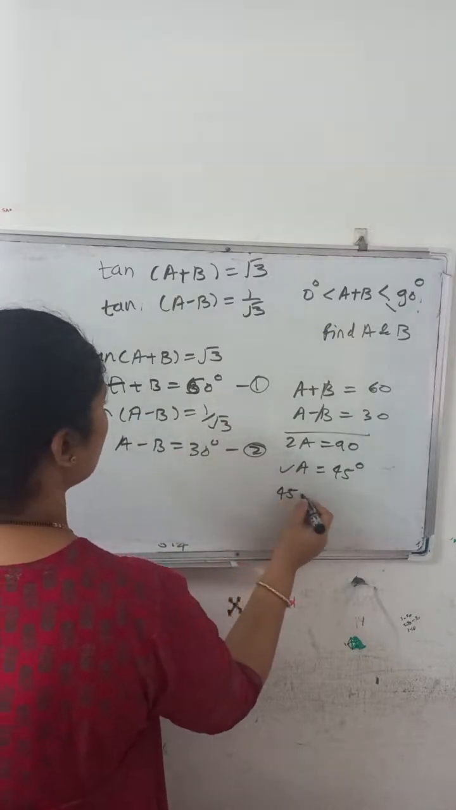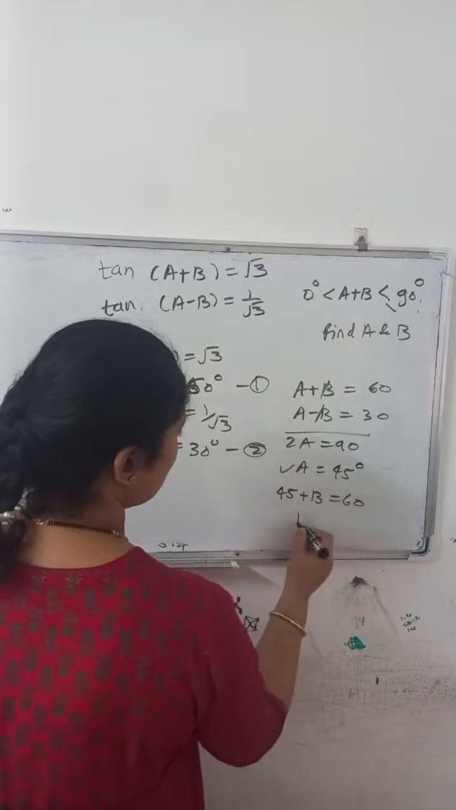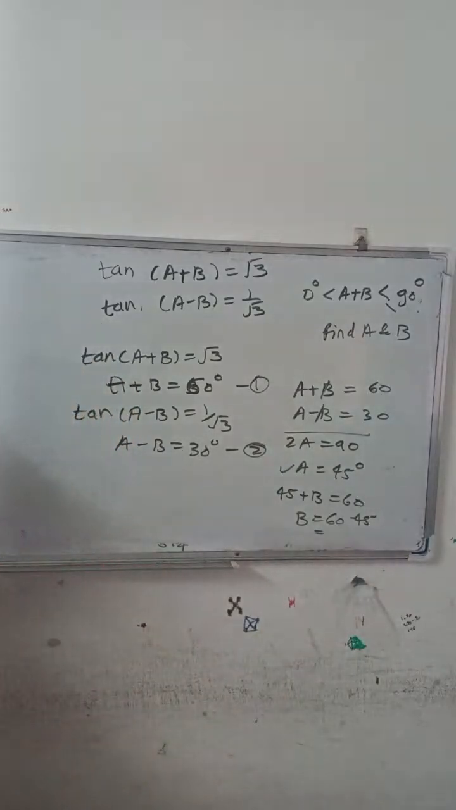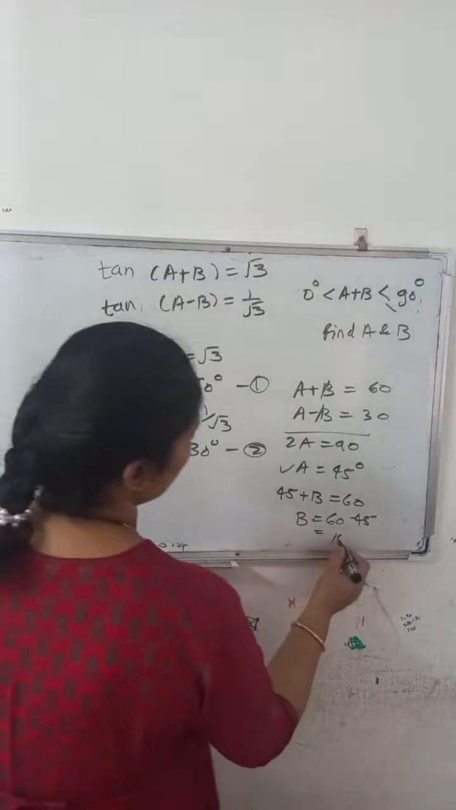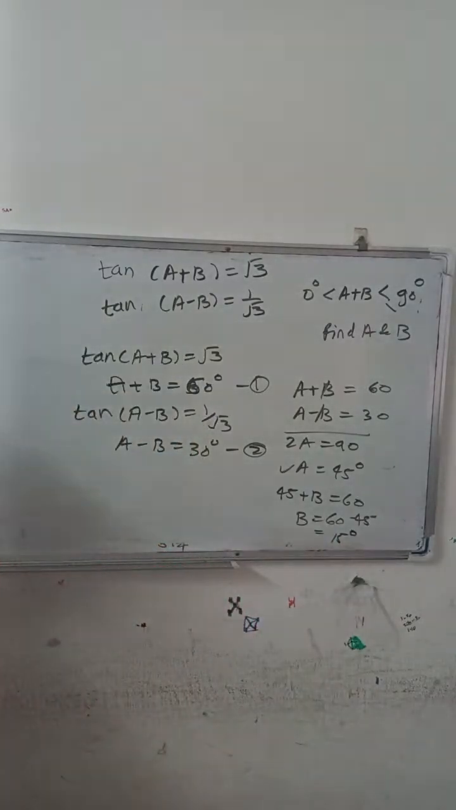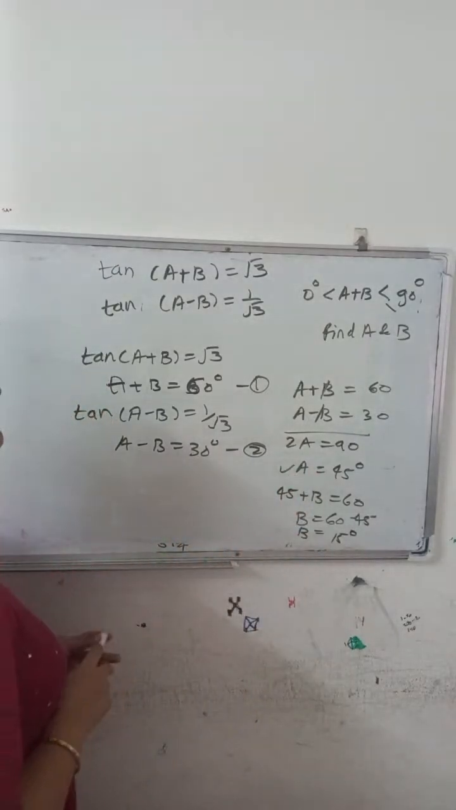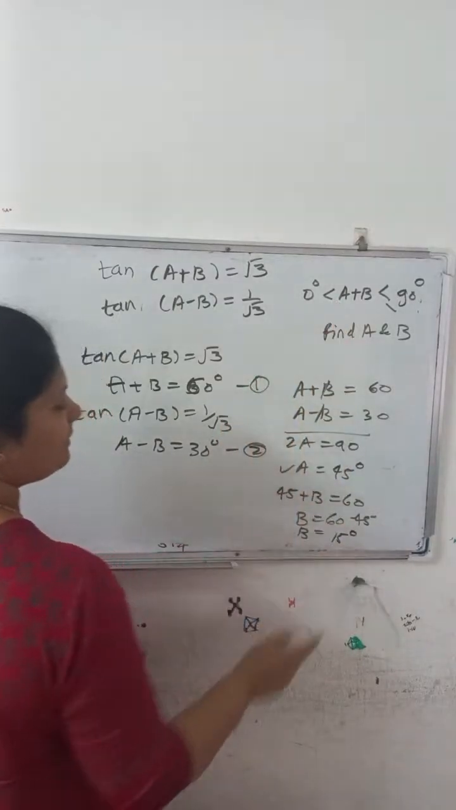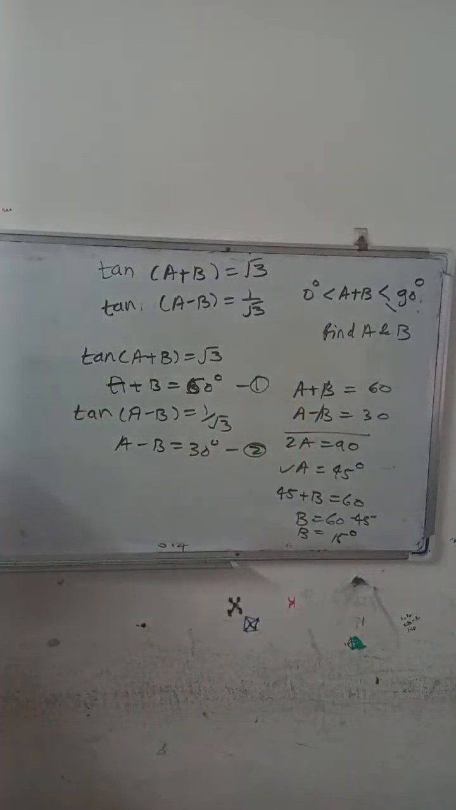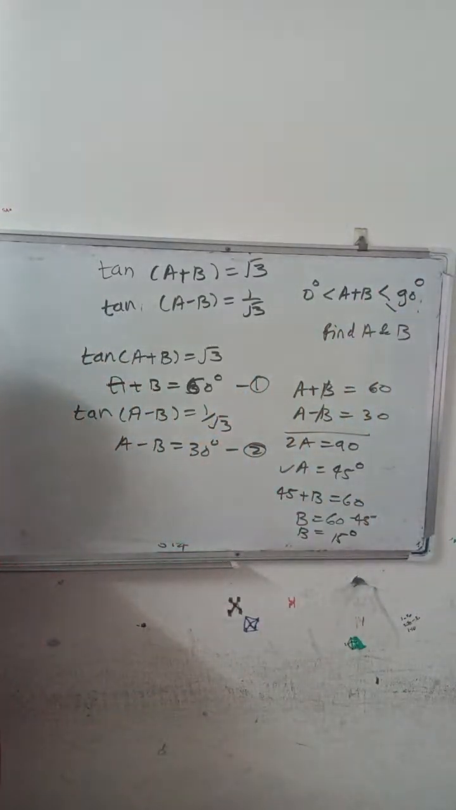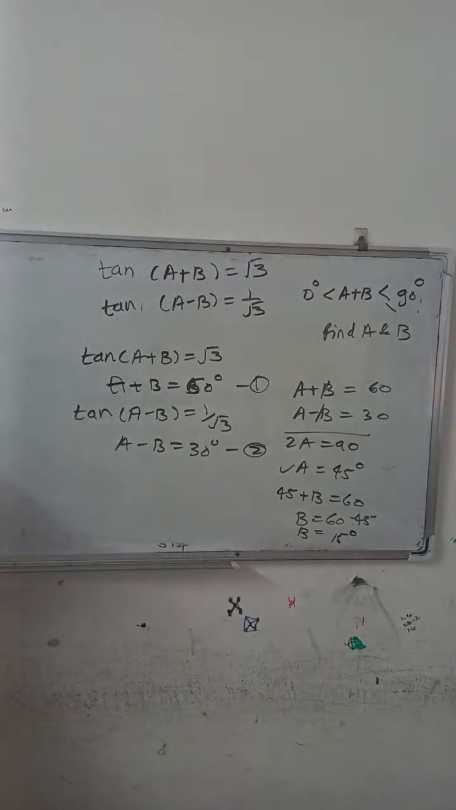So here 45 plus B is equal to 60, so B is equal to 60 minus 45. That is nothing but 15. So here the value of A is 45 and B is 15. The sum 45 plus 15 is 60, which is greater than 0 and less than 90. Like this we have to verify the answer. Copy this.